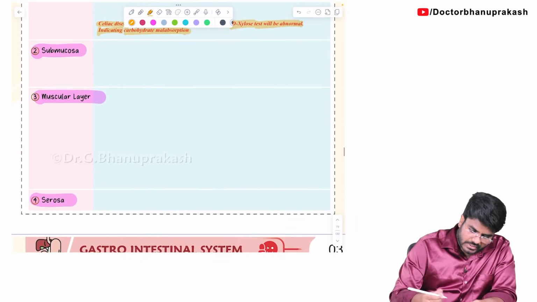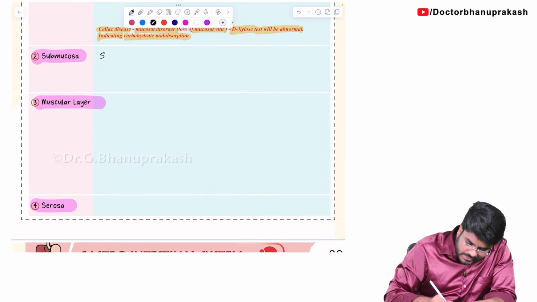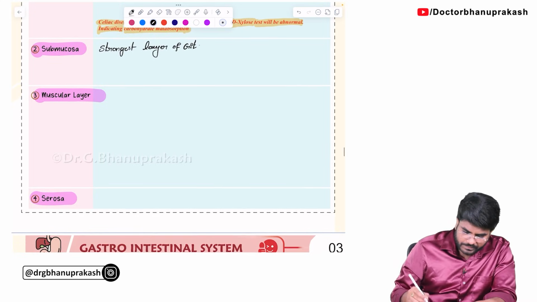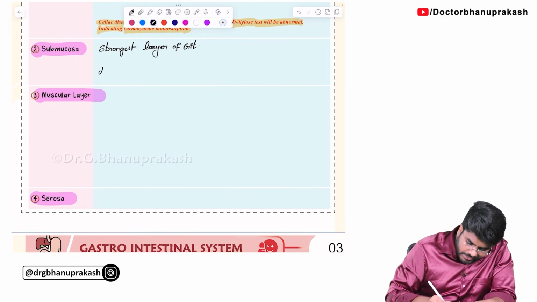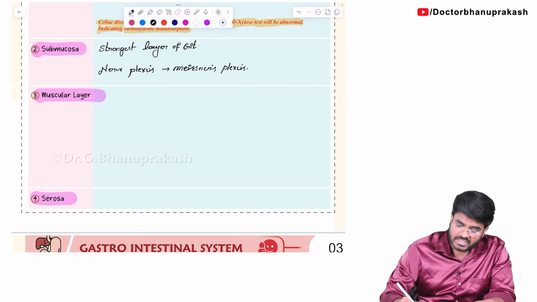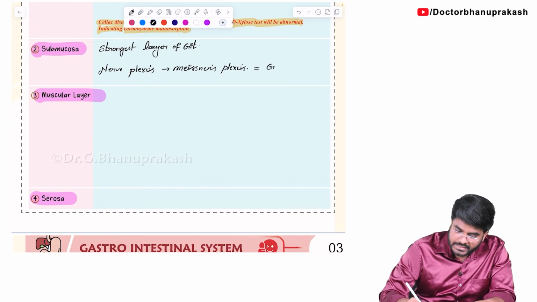Next, submucosa. The first important point: it is the strongest layer of the GIT. Next, in the submucosa, there is a nerve plexus present. What is the name of that? Right, it is the Meissner's plexus. What is the important point about the Meissner's plexus? Meissner's plexus helps in GIT secretions.